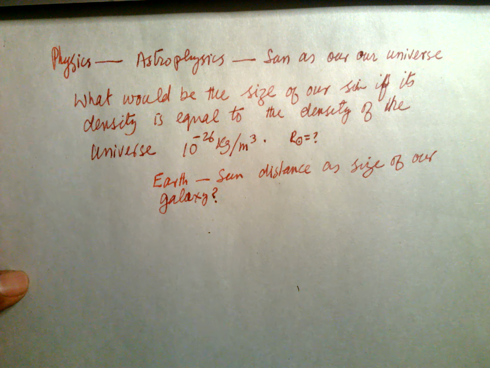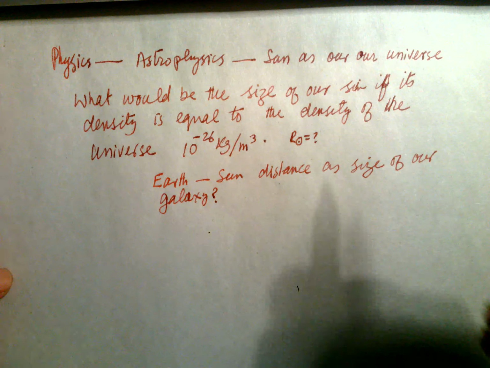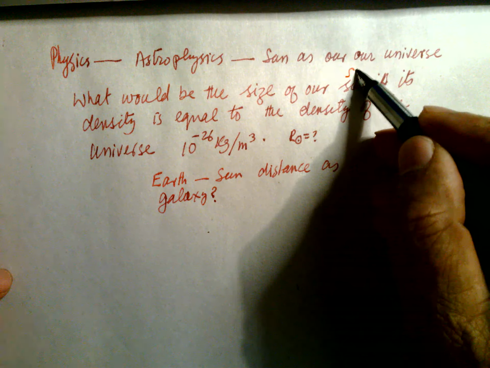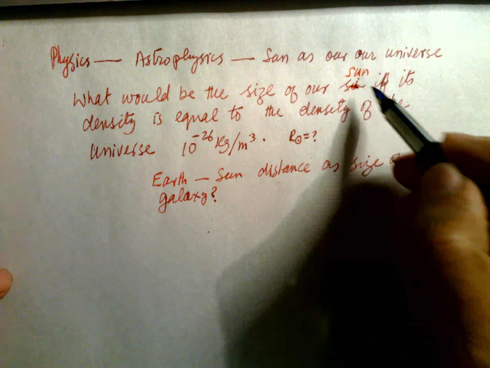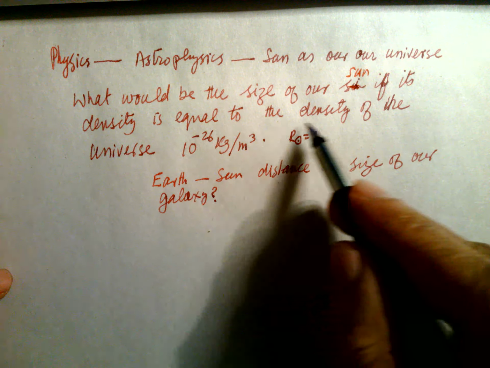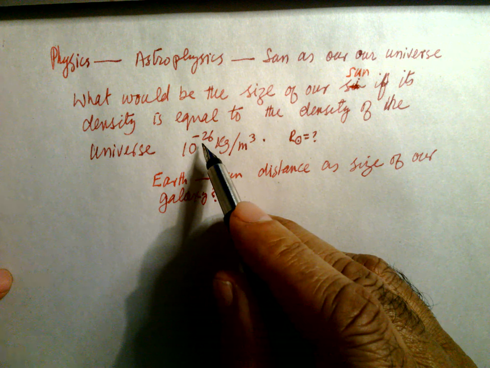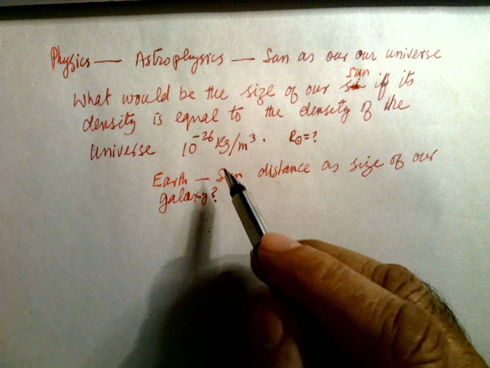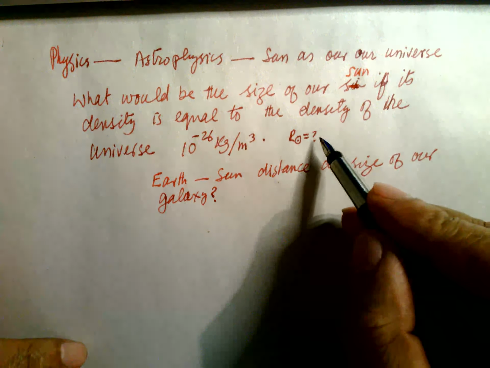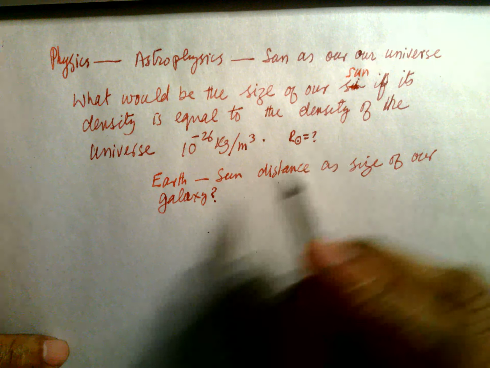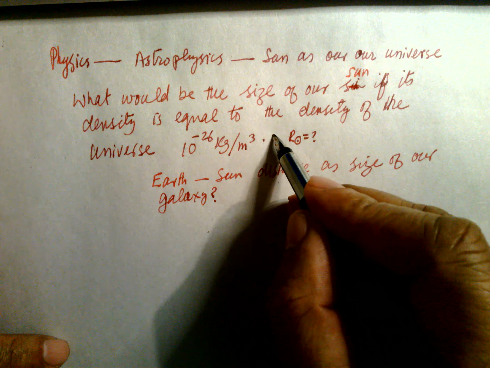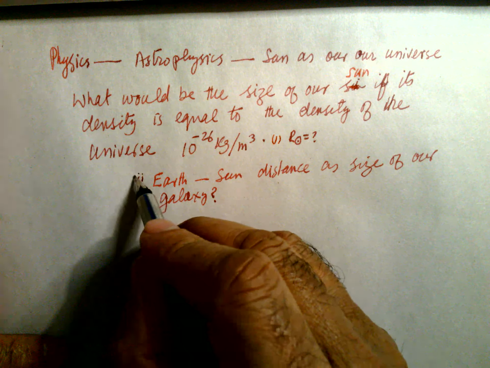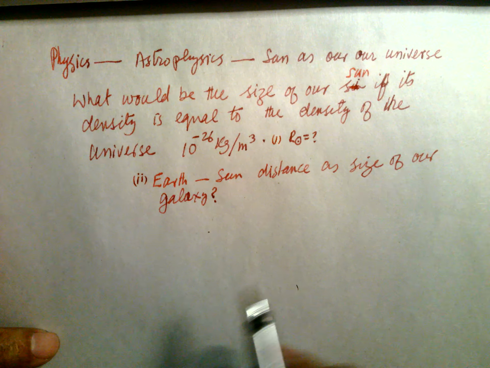Hello, physics, astrophysics, sun as our universe. The problem is, what would be the size of our sun, if its density is equal to the density of the universe, which is 10 raised to the power minus 26 kg per meter cube? We have to find the solar radius, and number two, the Earth-sun distance we have to measure.